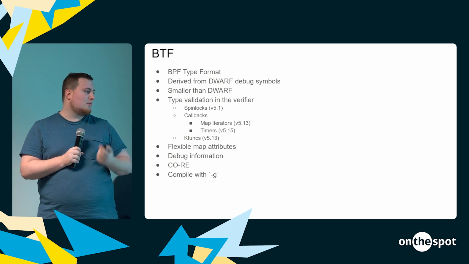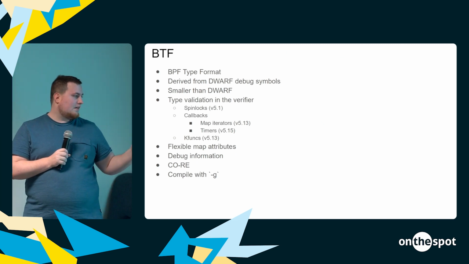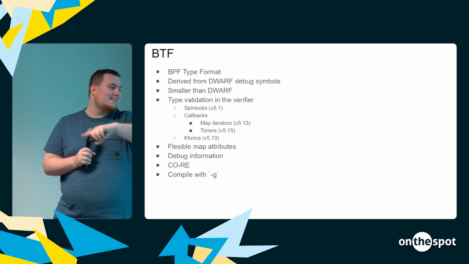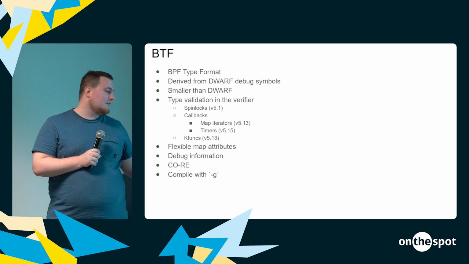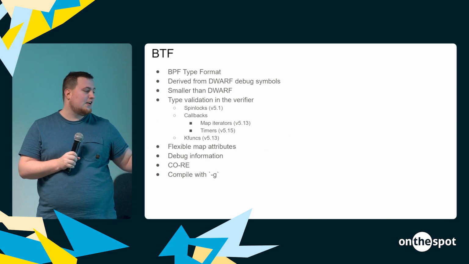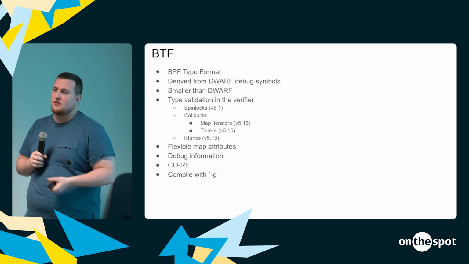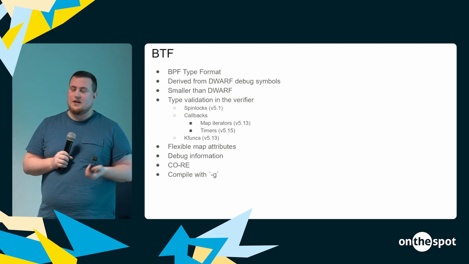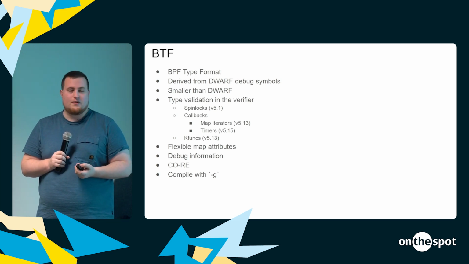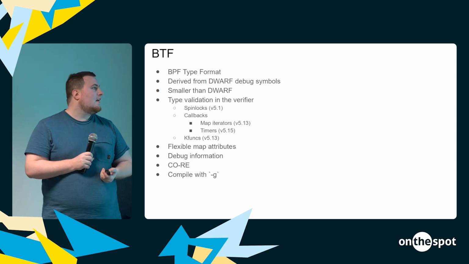It also allows for flexible map attributes, which I'll explain in a bit. It provides additional debug information and so on, and CO-RE, also deferred for later. But what is important to remember is that by default, for example, in Clang, you need to always compile with the -g flag, which means that it includes these debug symbols. So a lot of people at first get confused, like why doesn't this work? And they just forgot to add the debug symbols, because it's not something you would have to do in non-eBPF programs.